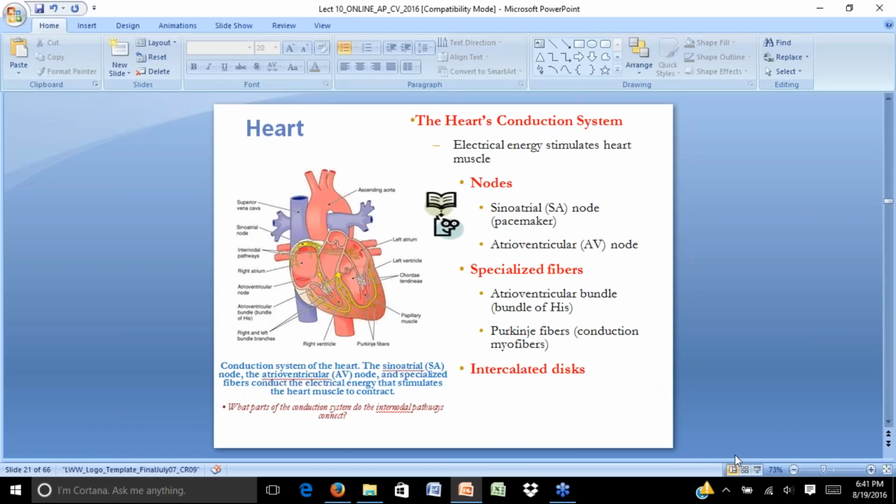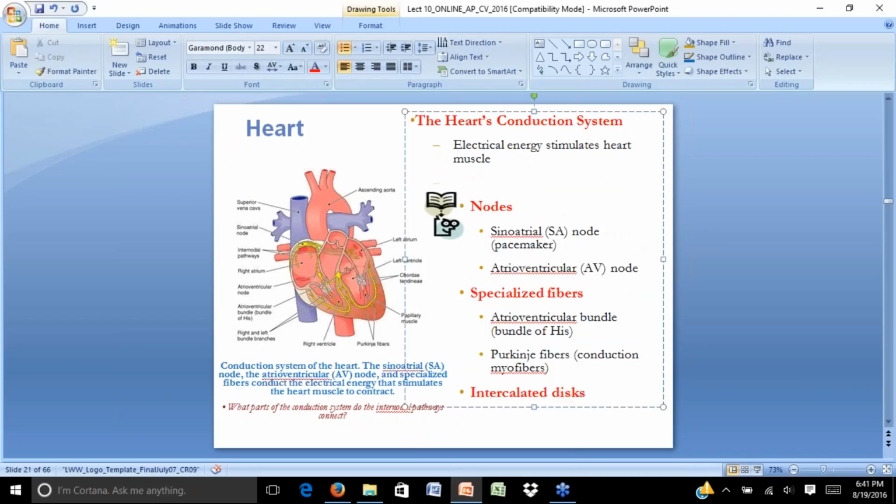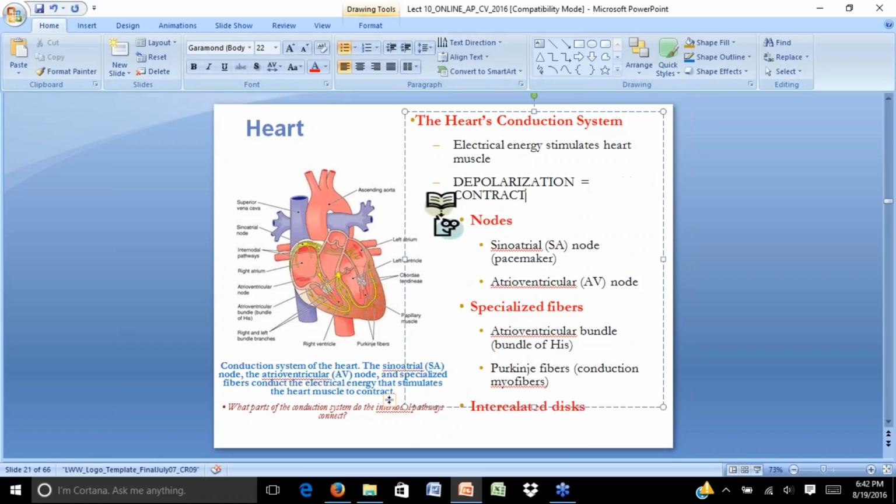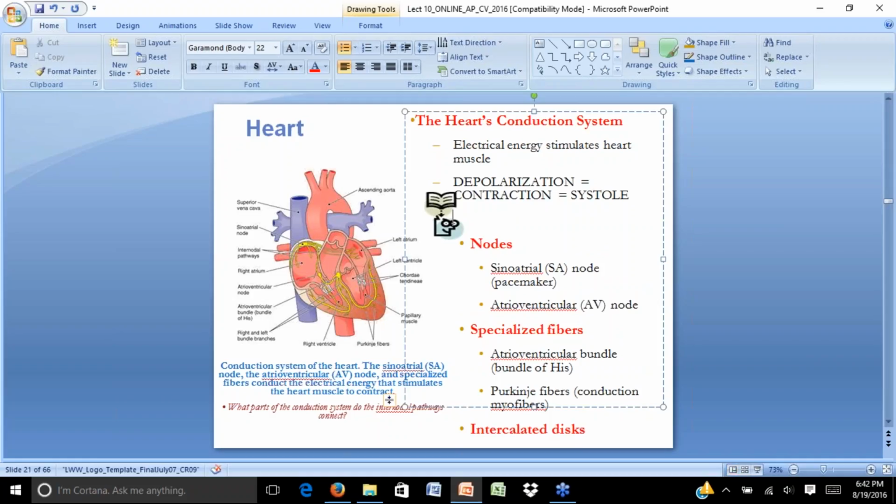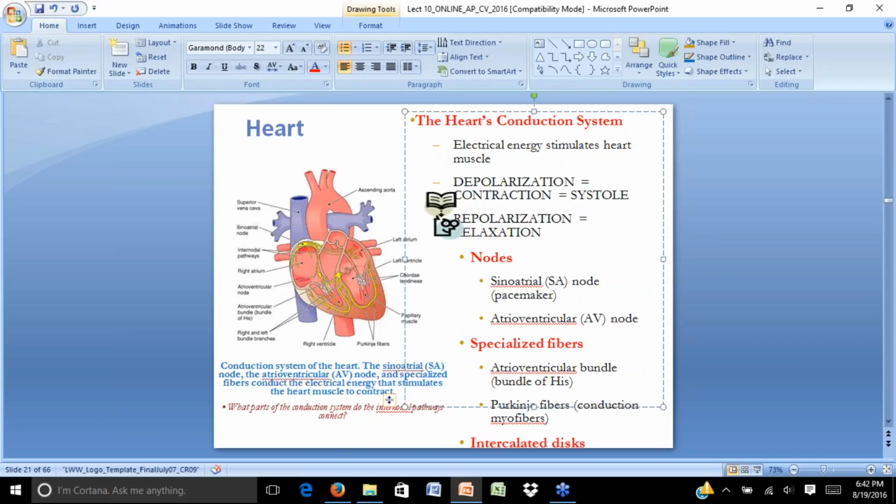No, that's fine. I will tell you. I will write it down. Depolarization is equal to contraction, and that means the systole. Then we have the other word that you're going to use, especially when you review EKG later: repolarization. Repolarization means relaxation, equal to saying diastole.